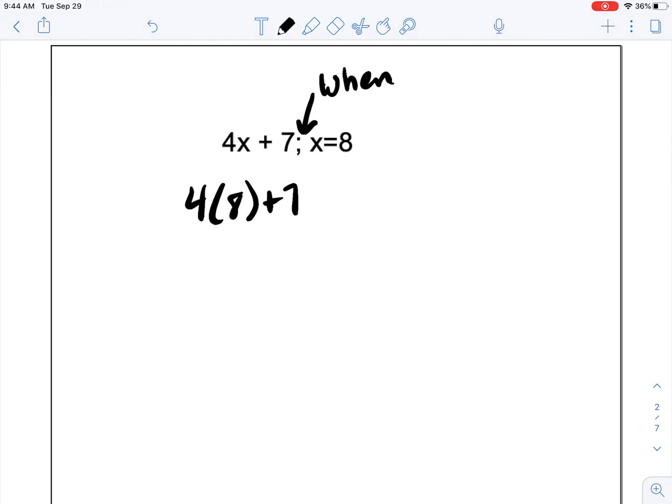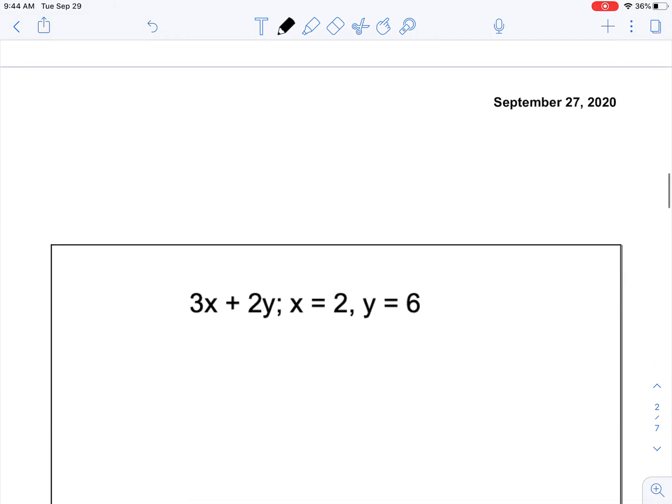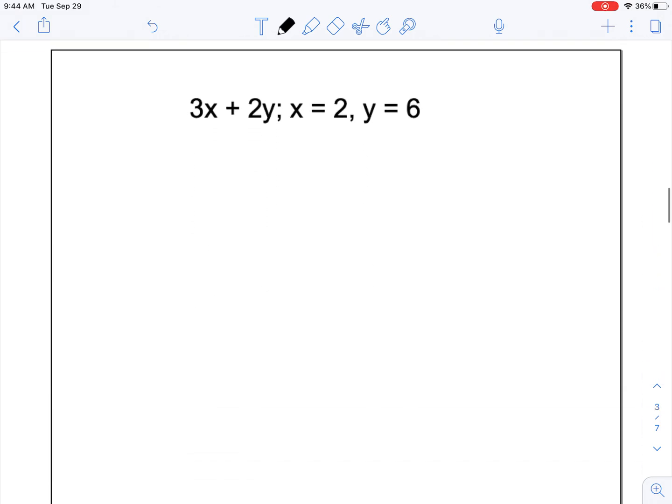These parentheses mean multiplication, so I'm going to go ahead and move that from left to right. So 4 times 8 is 32 plus 7. So my answer is 39. If you want to check it in your calculator, you can do that, but I'd prefer to see work done because order of operations, I need to know you know how to do it, because your calculator already knows how to do it.